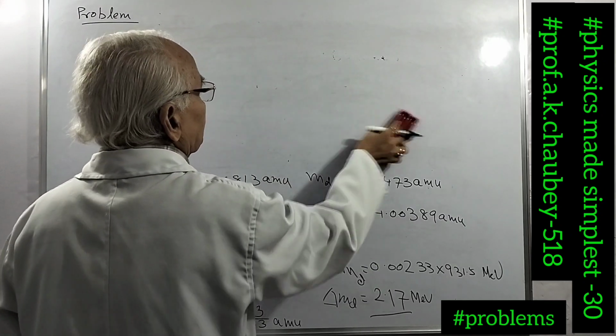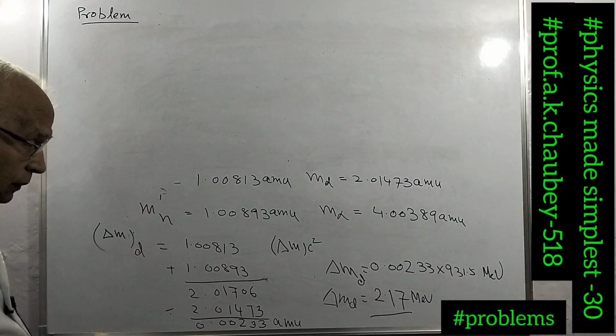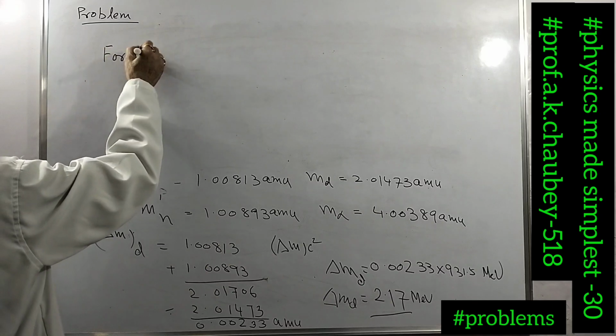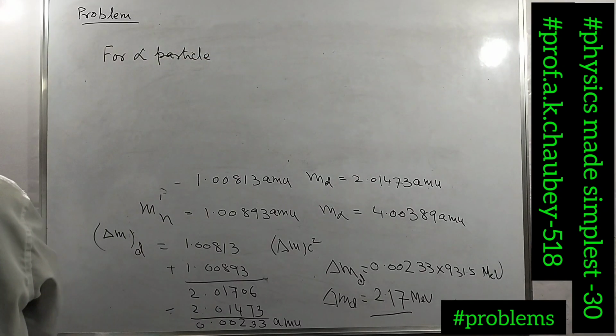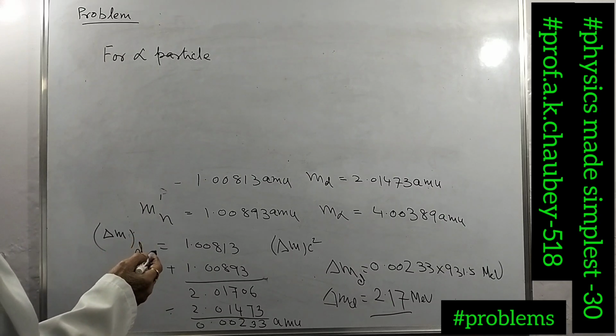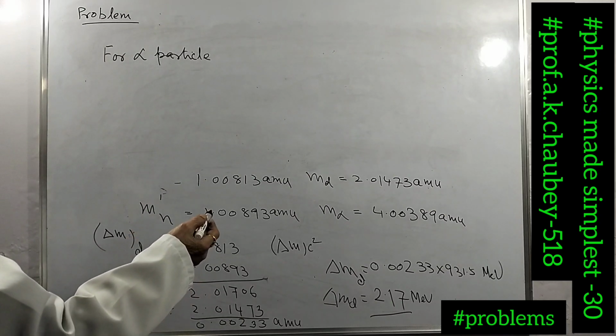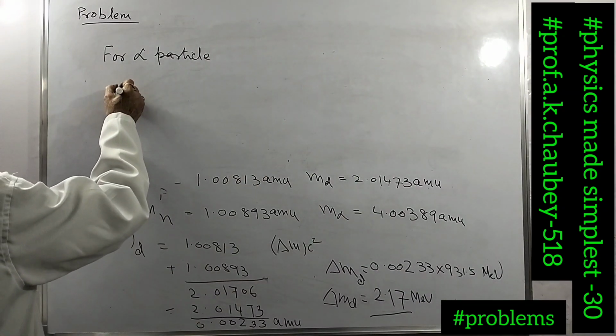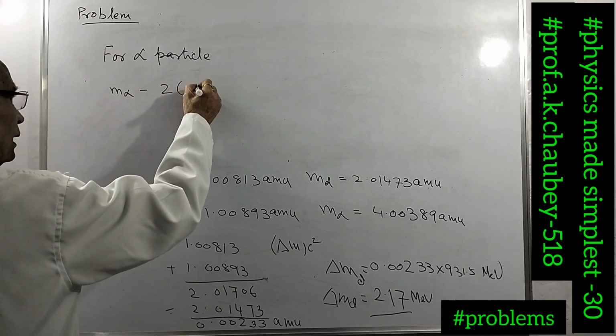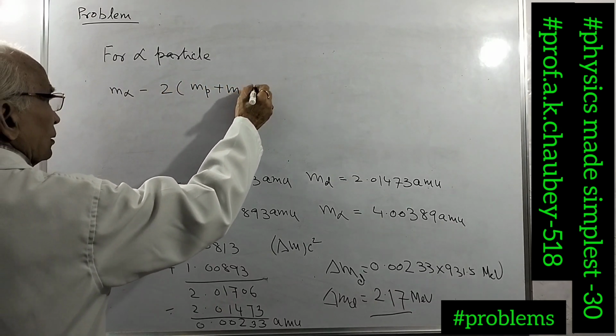So this is for the deuteron. You can find out the total binding energy for the alpha particle also. You have M alpha, and the mass of 2 protons and 2 neutrons. For alpha you can find out delta M. How will you find it? Just add the masses of 2 protons and 2 neutrons, and take the difference from M alpha: M alpha minus twice (M P plus M N).